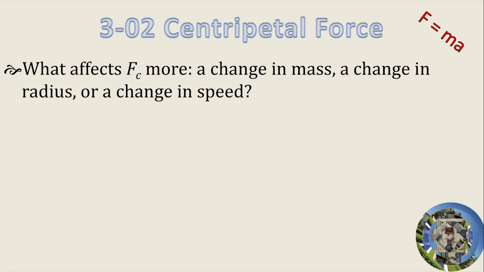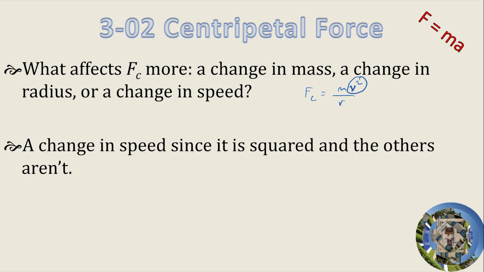What affects centripetal force the most? A change in mass, a change in radius, or a change in speed? Well, let's see. Centripetal force is mv squared over r. So all three of them change the centripetal force, but notice it's the speed that's squared. So it's going to be a change in speed since it's squared and the others aren't. Any change there gets squared.